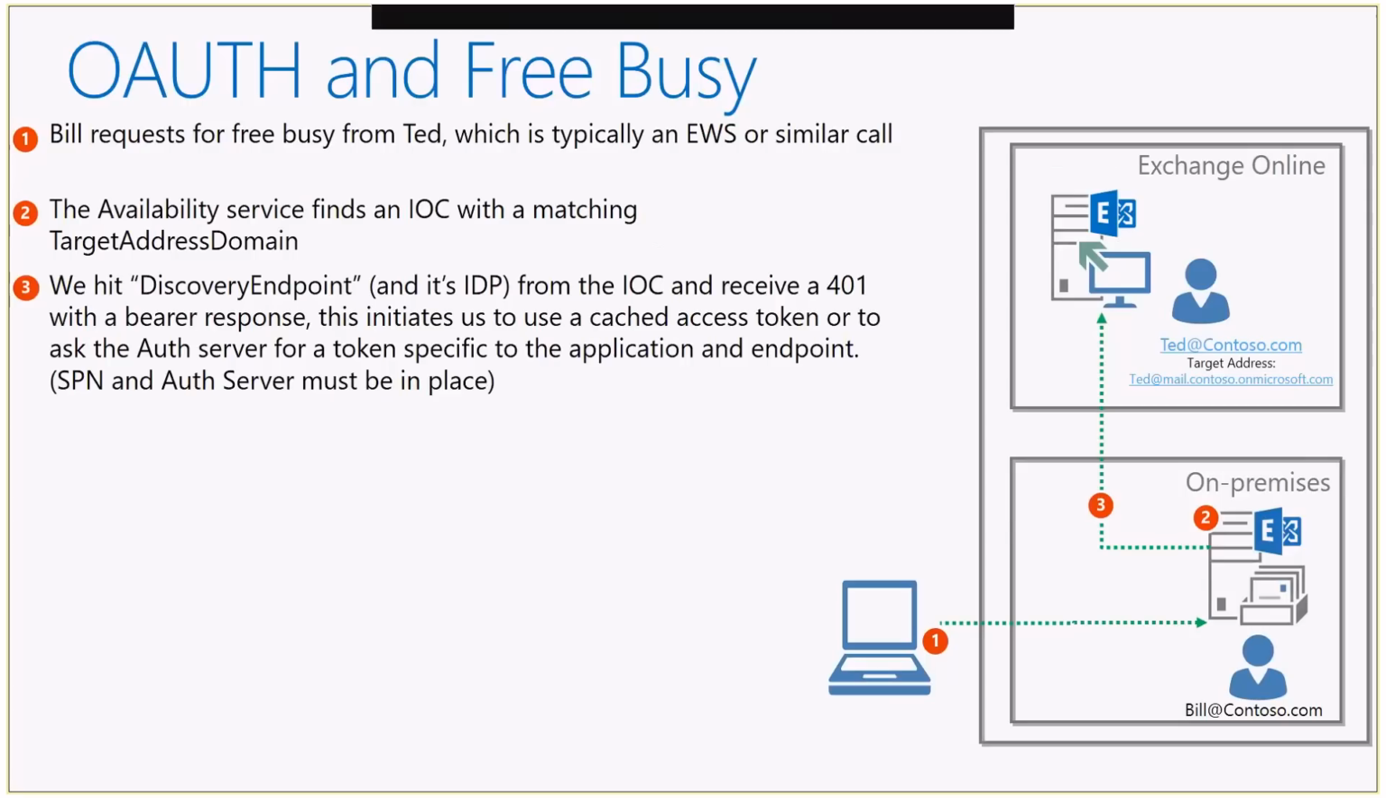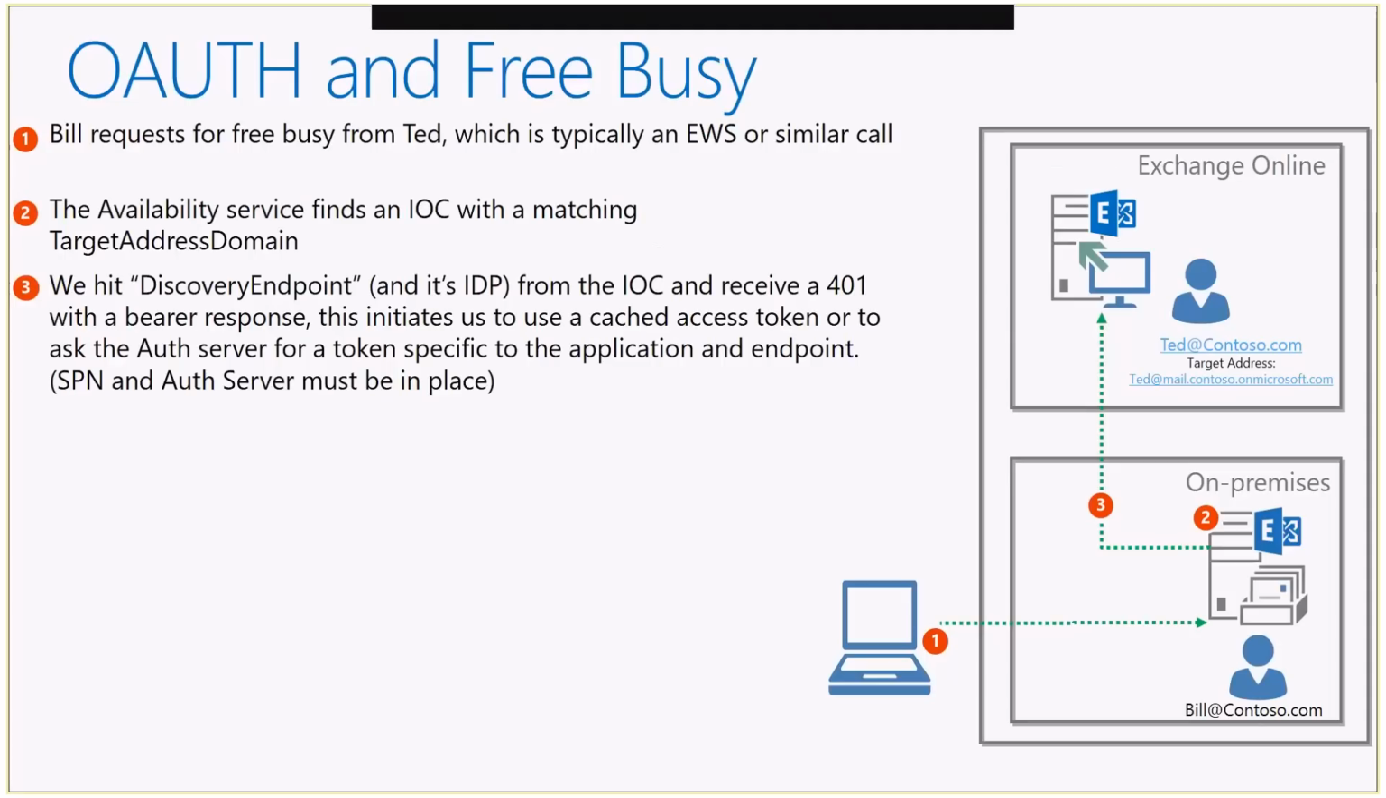The next thing we'll do is say, okay, we need to hit the discovery endpoint to figure out what our web services endpoint is. So we go and try to hit the discovery endpoint. The discovery endpoint is basically your auto-discover endpoint, and you can find it by running Get-IntraOrganizationConnector, sorry. I have a sample of that later in the slides. But anyway, it's a discovery endpoint that's stored in the configuration.